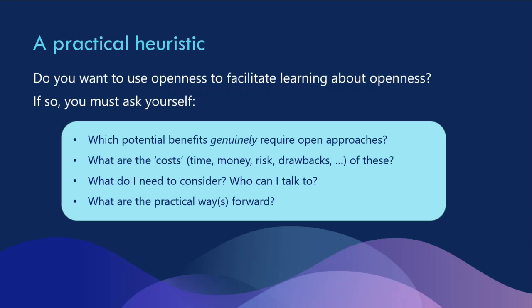Make a list of positive things which any open approaches might add, which could be desirable in that context. Then go back to that list and be really, really honest with yourself and ask yourself, which of those things genuinely require open approaches? So one example is, we were talking about the potential for participants writing a blog where they could see what each other had written and comment on it.